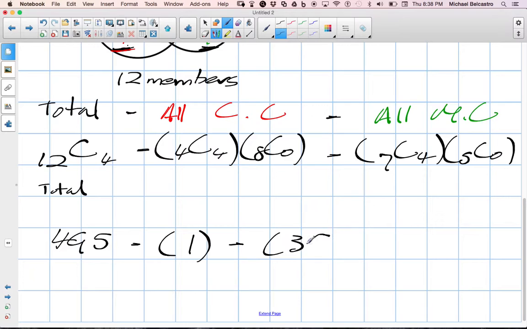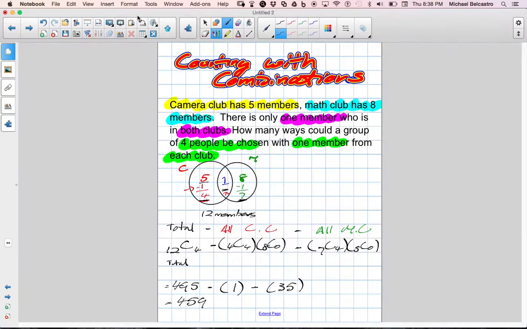So we have 35 here. So when we subtract these, that gives us 459. So we get 459 different ways to have members who are in both of the clubs.